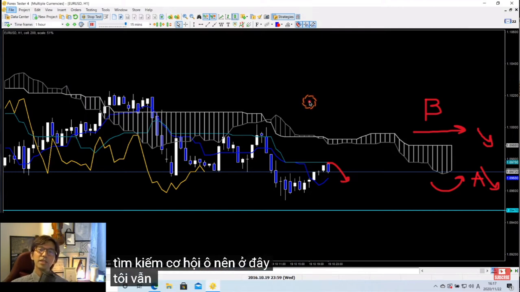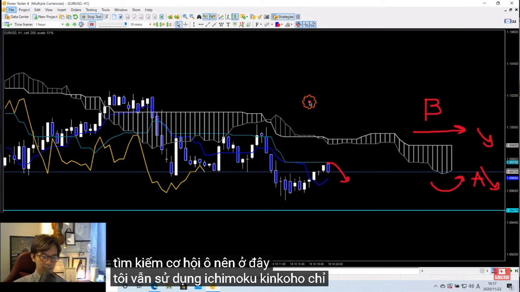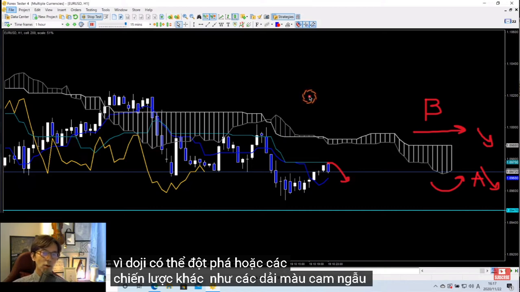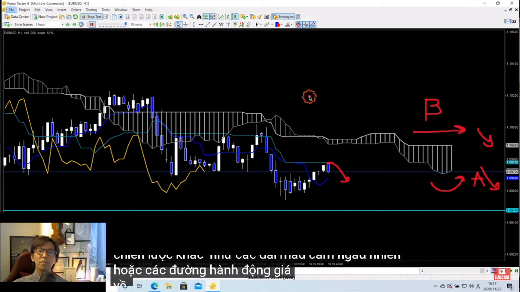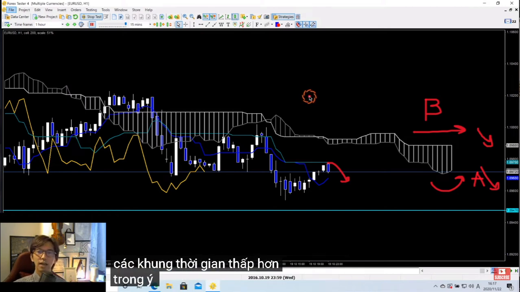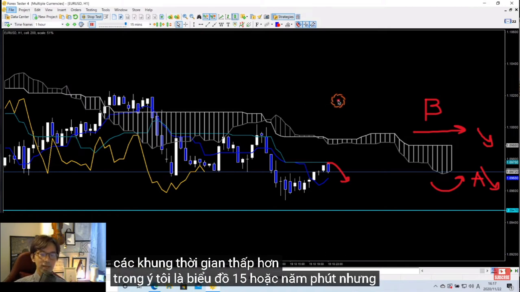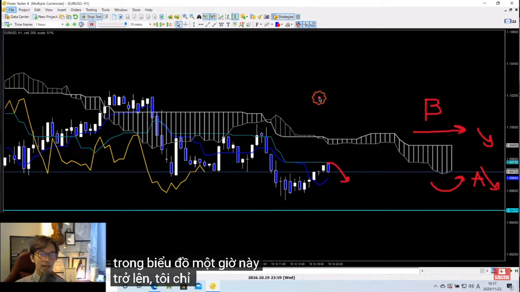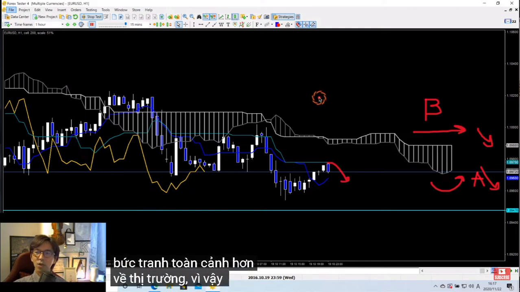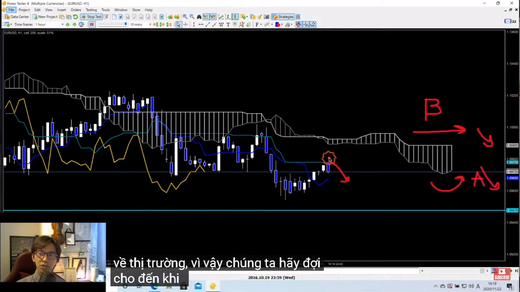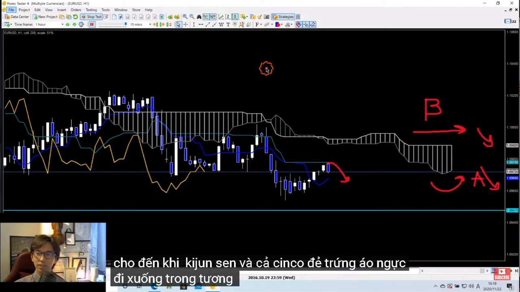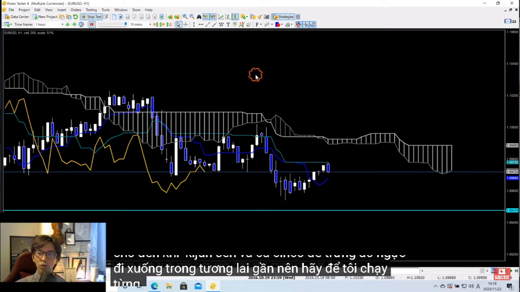So here I still use Ichimoku Kinko Hyo only, because the doji candle breakout or other strategies like stochastic, Bollinger Bands or lines, price actions, basically I focus these indications on lower time frames, in a 15 or 5 minute chart. But in this 1 hour chart or above, I only use Ichimoku to capture the bigger picture of the market. So let's just wait until Kijun Sen and also Senko span B or A go down near future. So let me run one by one.